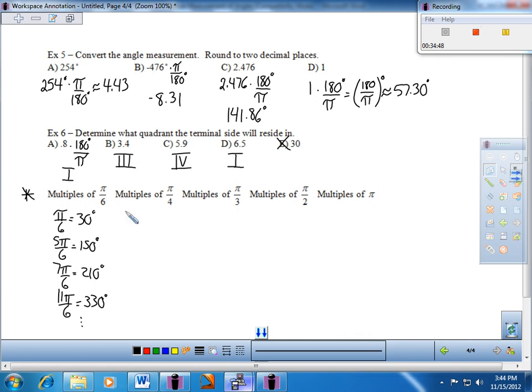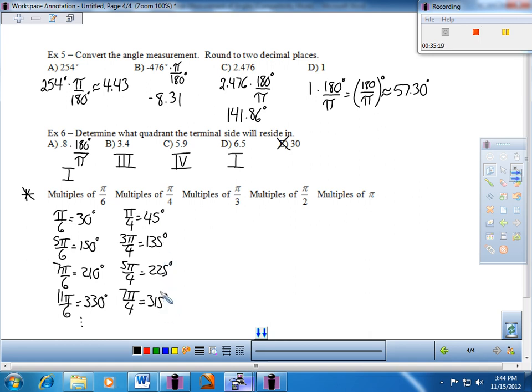Okay, and under pi over 4, I would say pi over 4 is 45 degrees. 3 pi over 4 is 135 degrees. 5 pi over 4 is the next big one that'll come up for us. That's 225 degrees. 7 pi over 4, this is a big one too, and that would be 315 degrees. All of these are multiples of 45.